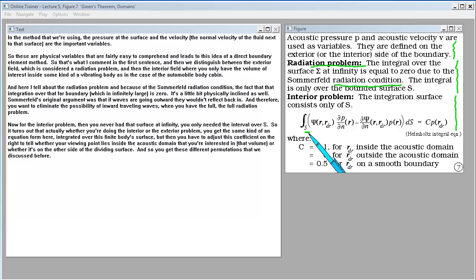So it turns out that whether you're doing the interior or the exterior problem, you get the same kind of equation form integrated over this finite body surface. But then you have to adjust this coefficient on the right to tell whether your viewing point lies inside the acoustic domain that you're interested in, that volume, or whether it's on the other side of the dividing surface. And so you get these different permutations that we discussed before.